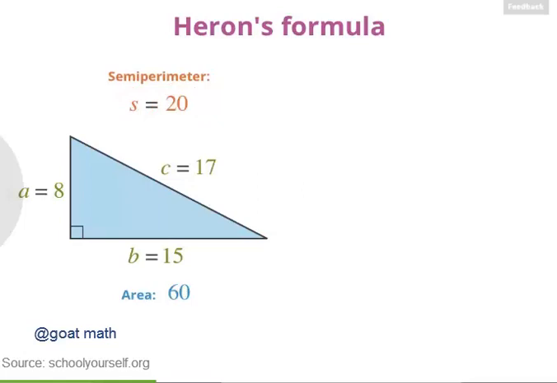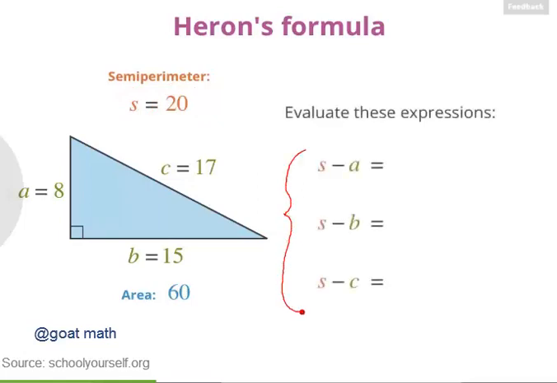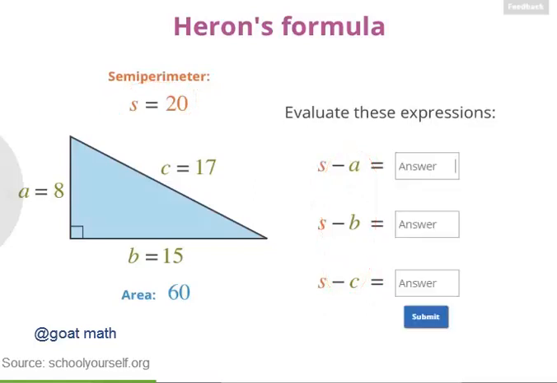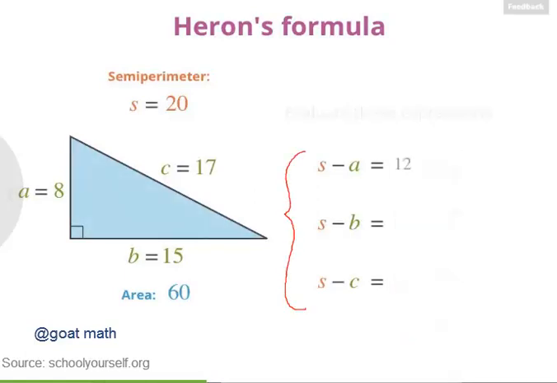So we're almost ready for Heron's formula. But first, try evaluating these three expressions, S minus A, S minus B, and S minus C. So we're taking the semiperimeter, 20, and subtracting each of the three side lengths. Right, so these expressions equal 12, 5, and 3.